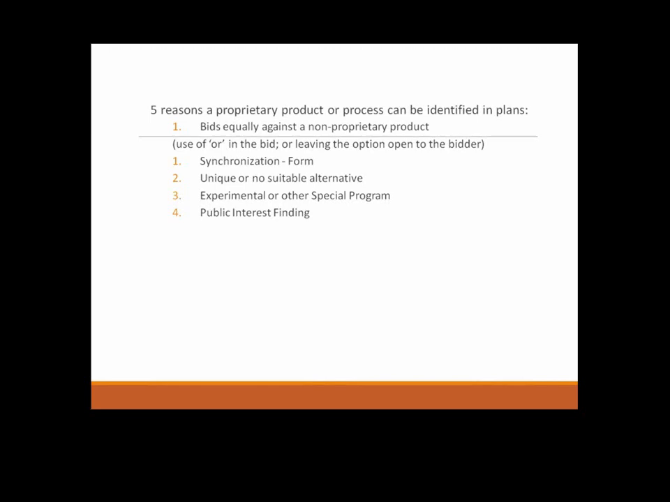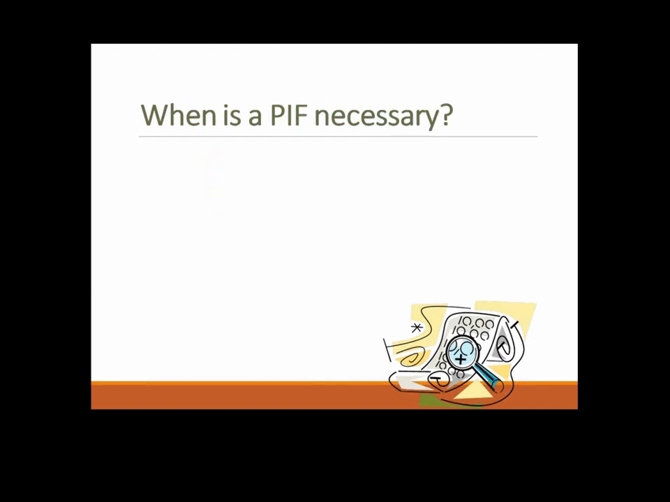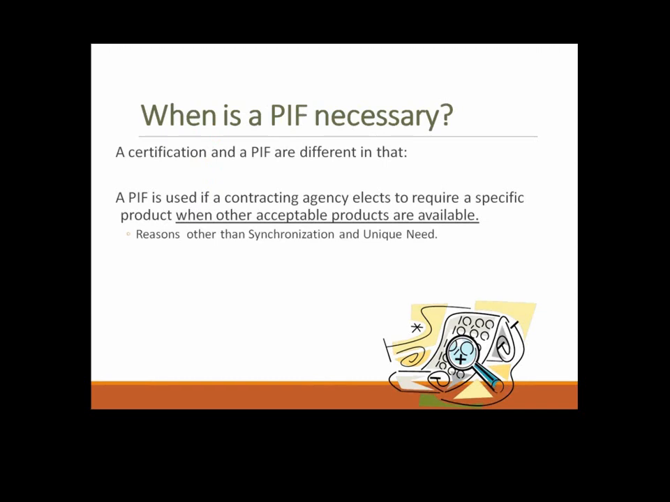If you're doing experimental or other special program, you will need the documentation associated with that program. Or if you want something that doesn't fit into any of the above, but you just want it because you want it, or the local agency wants it because they want it, and you can't use any of the above, it's a public interest finding. So that's how the public interest finding is different. It requires something specific, but other acceptable items are available.